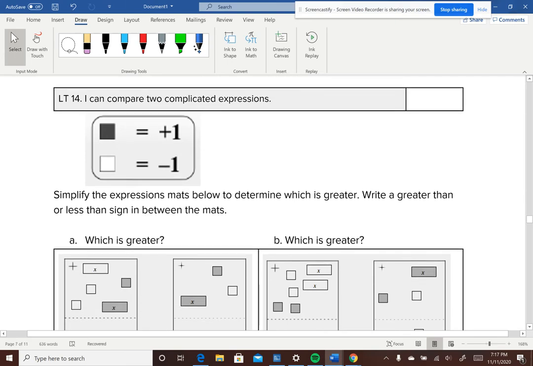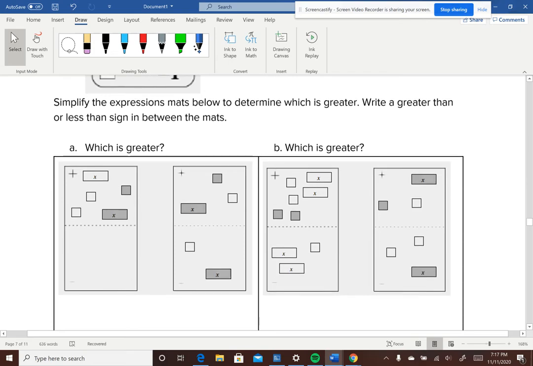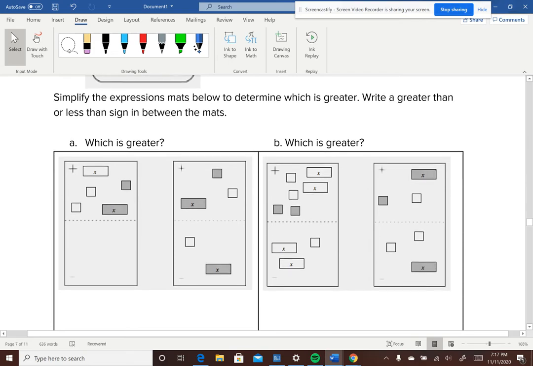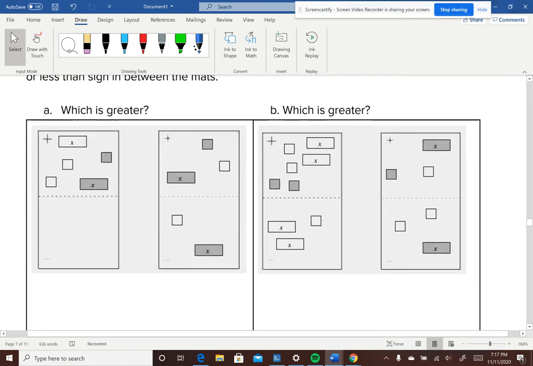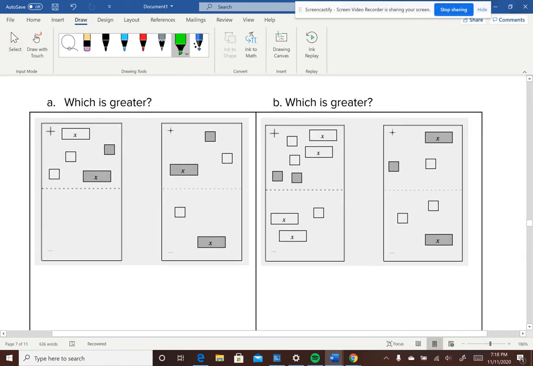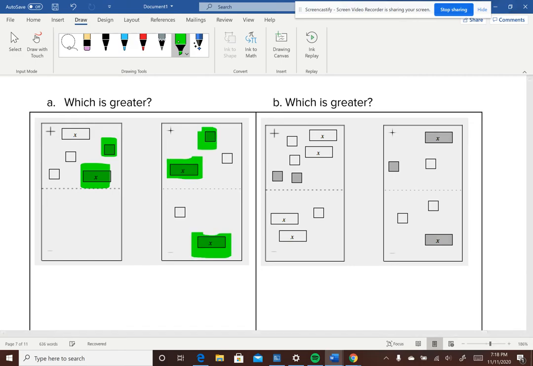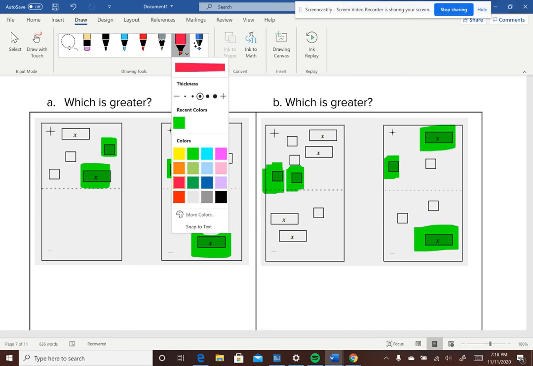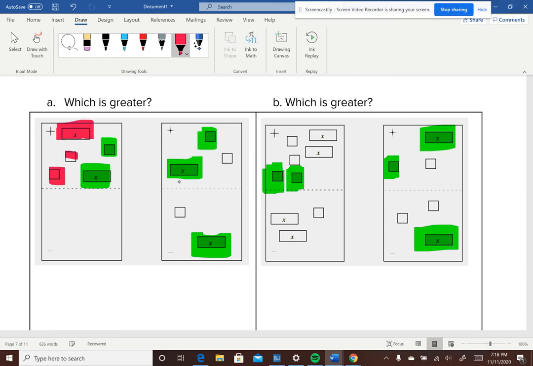All right, I can compare two complicated expressions. So simplify the expression mats below to determine which is greater. Write a greater than or less than sign in between the mats. Okay, so here I am looking at positive and negative tiles. Now let's just start off by saying these gray ones are my positive tiles, okay? Confused me at first, so I am just going to highlight everything how I see it. That way I don't get confused.